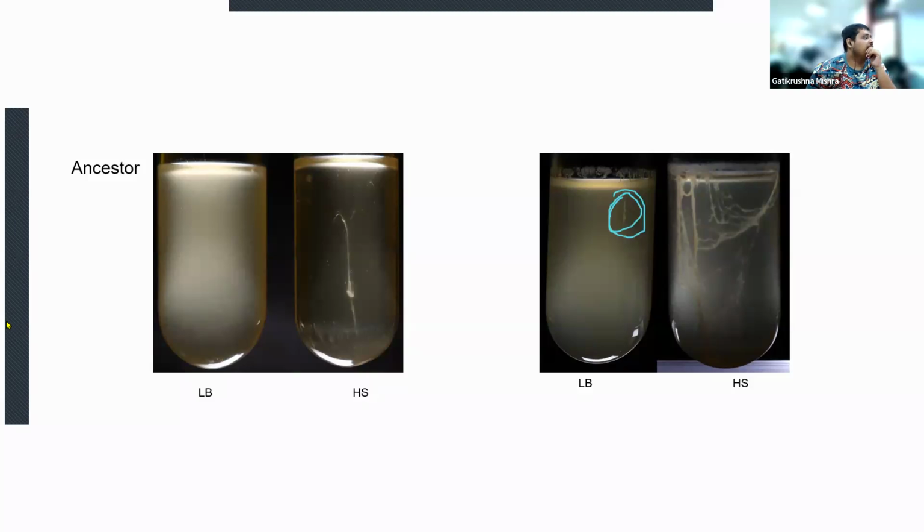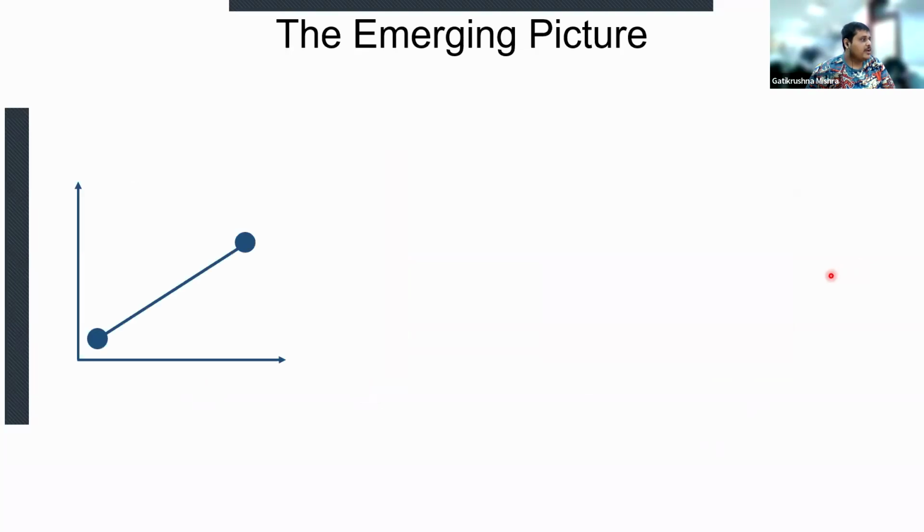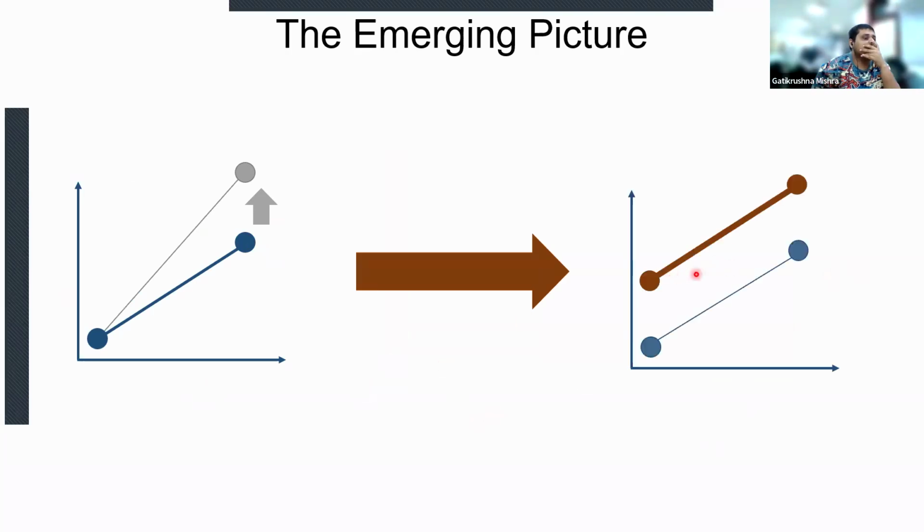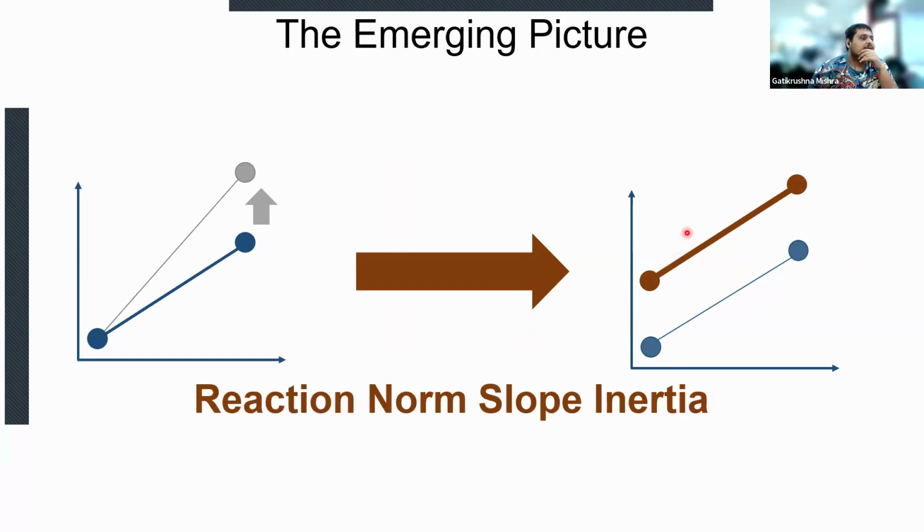And in terms of all the graphs that we have plotted, the OD graphs and CFU graphs, we can see that something like this is happening, where we are trying to increase the slope of the reaction norm, but instead it is trying to maintain the slope and rather becoming multicellular in low salinity as well. So it is kind of having a reaction norm slope inertia, which is what we have termed it. Currently, we are trying to do microscopy assays.